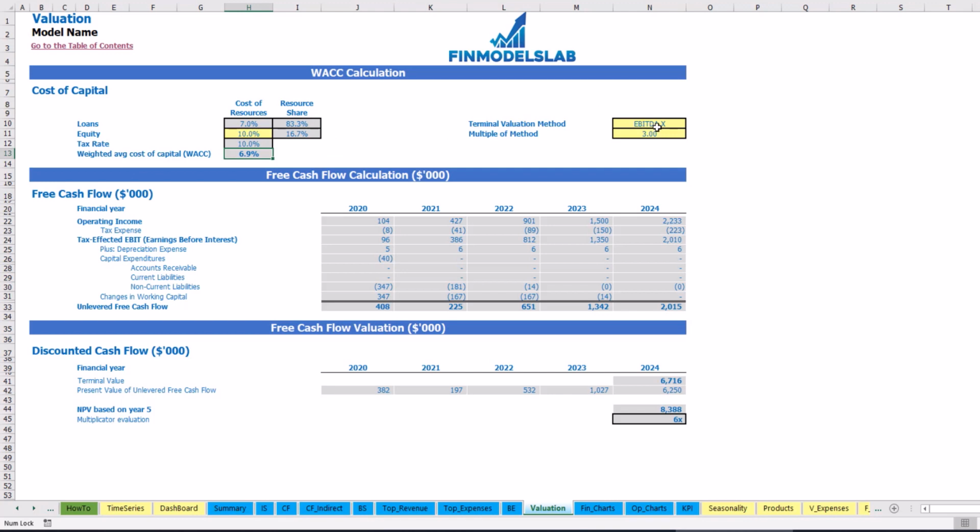In the valuation model there are 2 valuation methods, which are EBITDA multiple and revenue multiple. You may select one of them, and below you may input the multiple of the method. Based on this information we can see the terminal value, which is calculated on unlevered free cash flow. You may see the present value of unlevered free cash flow and PV.